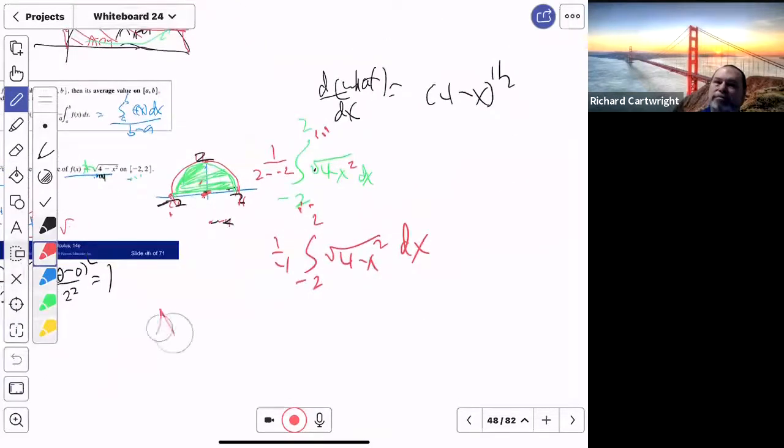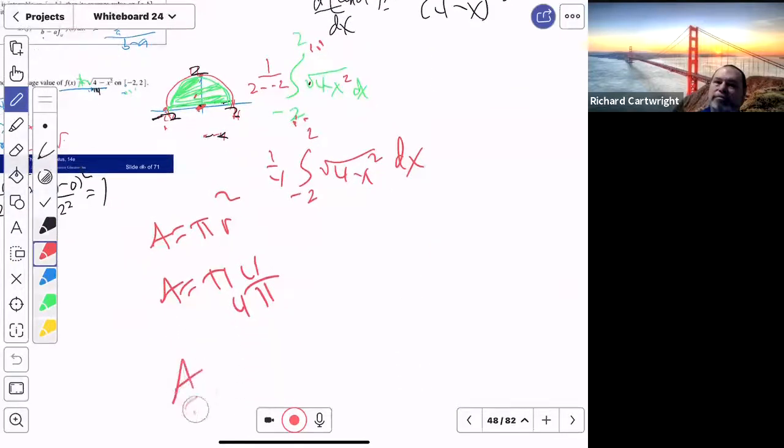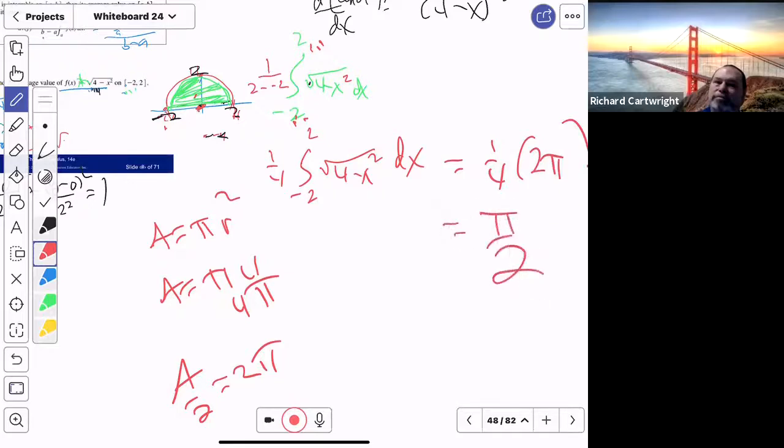What's the area of a circle? Pi r squared. So that whole circle, if I had it all, would be pi times 2 squared, which is 4 pi. However, I only have half the circle, so it's 2 pi. So this becomes 1/4 of 2 pi, which is pi over 2, is my average value.